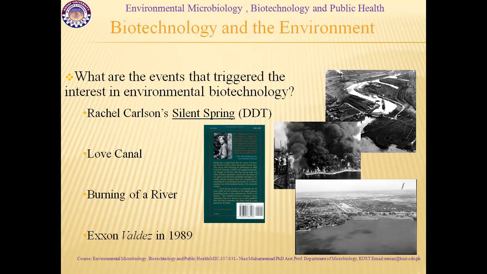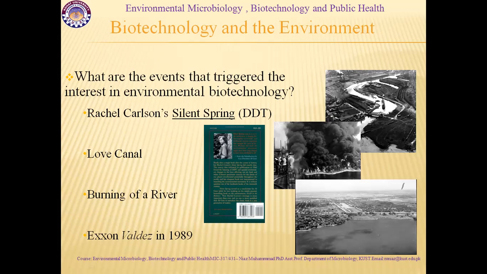Also, it is an accident of the United States that the river caught fire due to toxic chemicals, due to spills, any chemical which went into the water, into the river, and that river caught fire. And the third thing, Exxon Valdez in 1989. This was a ship of Exxon company carrying oil from one place to another place. And due to an accident, oil spilled in the ocean and is considered the most dangerous oil spill in the history of the United States.